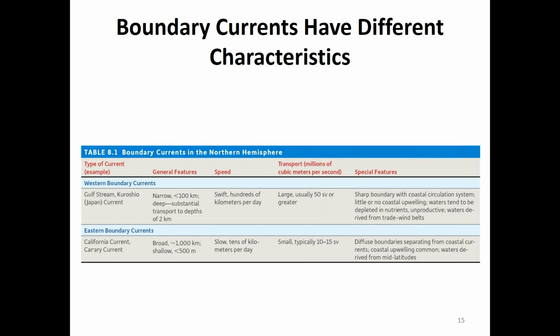Where eastern boundary currents, like the California and Canary Current, are very broad. So instead of being very well defined like the western boundary currents, they are around 1,000 kilometers wide. And they're shallow, so there's only water within the upper less than 500 meters that's actually moving in these currents. They're very slow and cold. So western boundary currents are kind of like the exact opposite of eastern boundary currents.